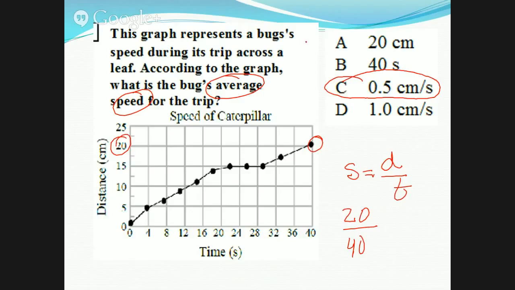Now, right away, which two answers could we have crossed off since it was a speed problem? We could have crossed off A, because that is a distance. And we could cross off B, because that's a speed. All right, good. Next.